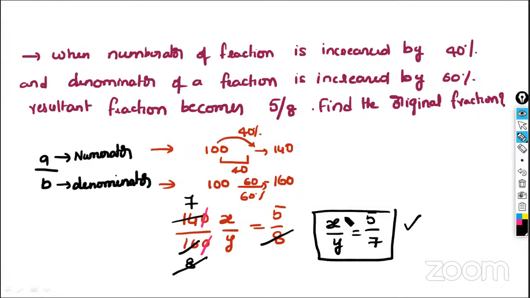So now understand the problem. Is everything clear? The numerator is increased by 40% and the denominator is increased by 60%, so 140 by 160 into x by y equals 5 by 8. Okay, done. Very good.